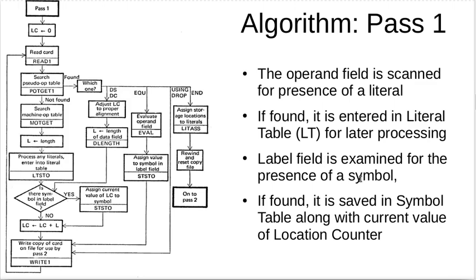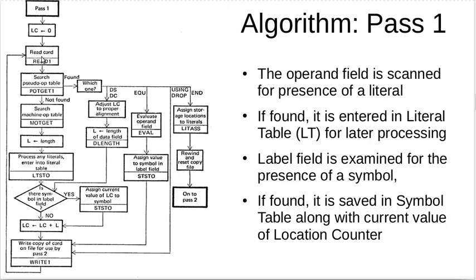If found, the symbol is saved in the symbol table along with the current value of the location counter. So this is this step. Is there a symbol in the label field? Yes. Then assign the current value of the location counter to the symbol. This step is known as STSTO, or symbol table store. So these are the steps.